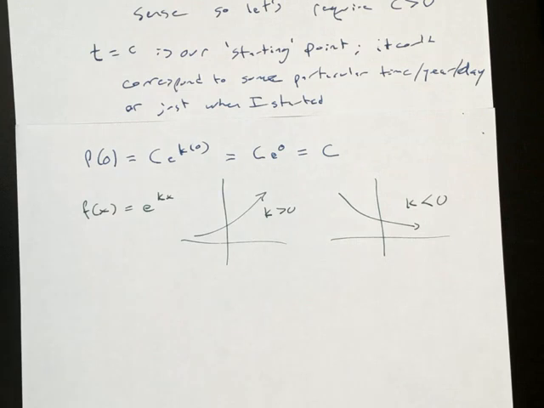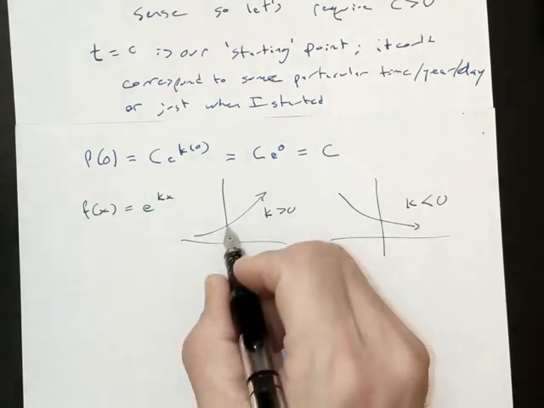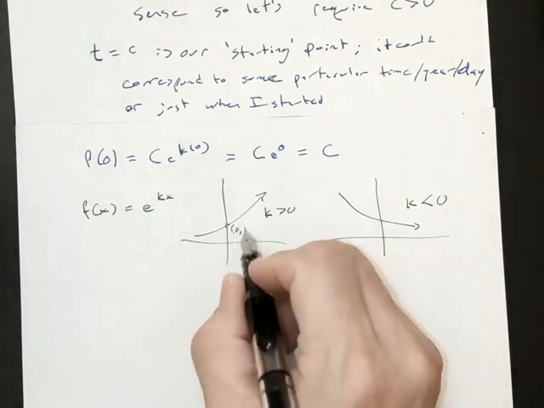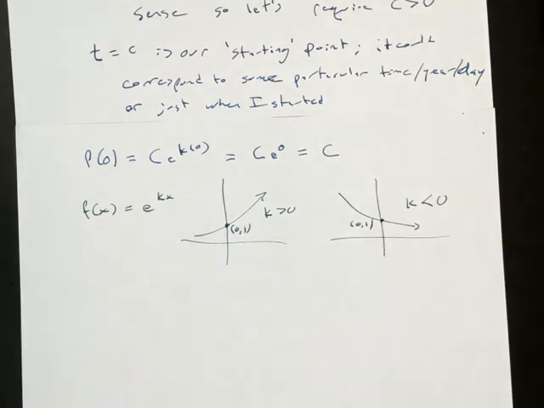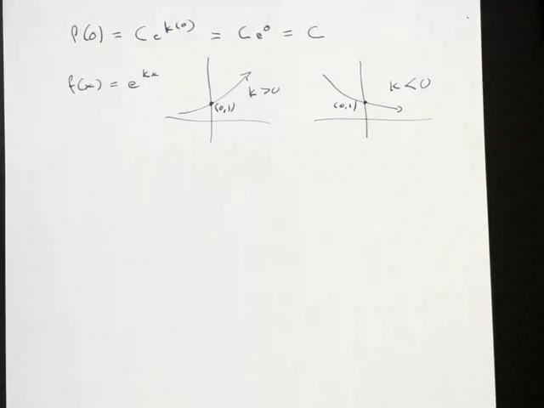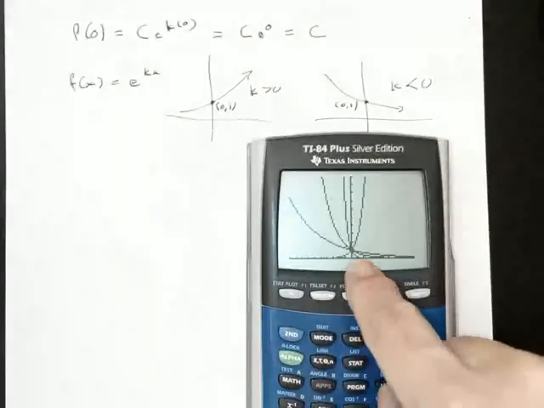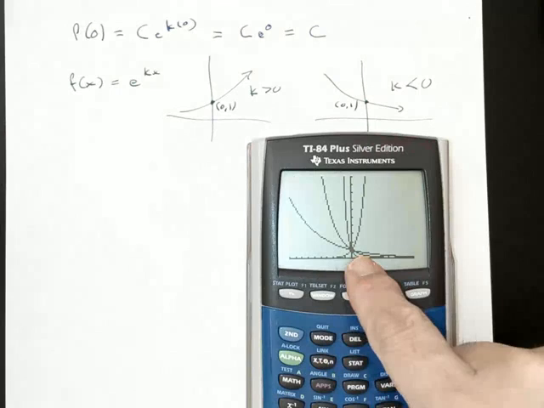And each and every one of those graphs, no matter what the value of k, they all have one point in common. They all have the point (0, 1) in common. If you put a c in front of that, it'll be (0, c). But it'll still all go through that point. If we go back and look at the graphs we were just drawing, we see all four of them go through that exact same point there, (0, 1).